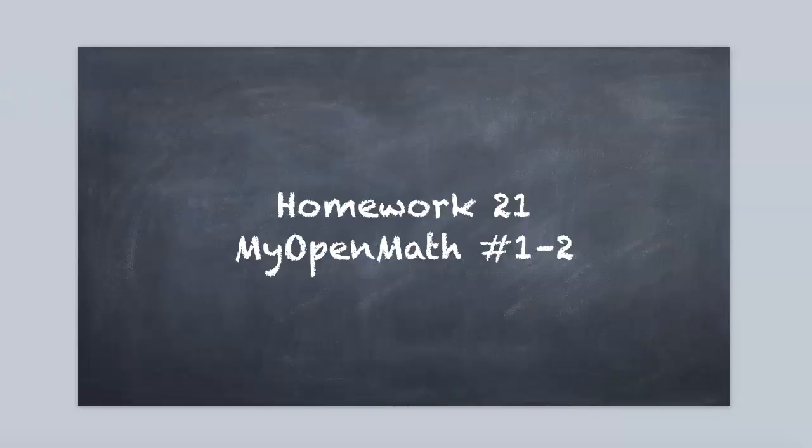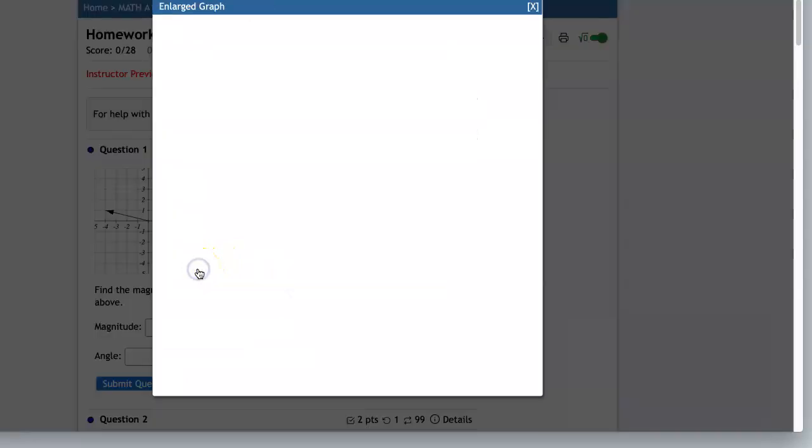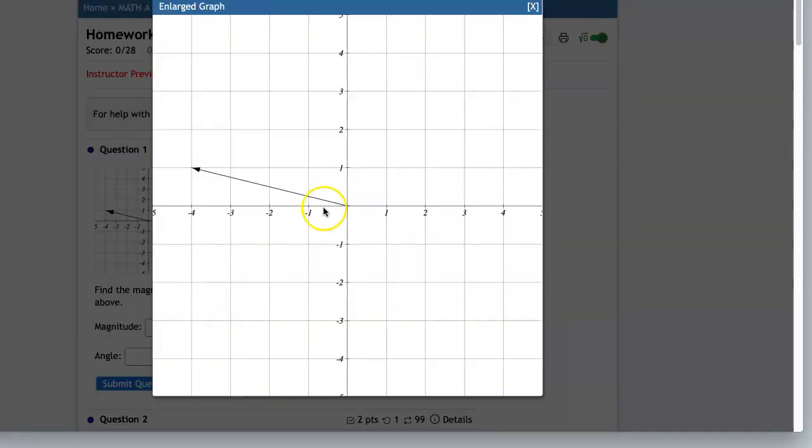So now I want to go to homework 21 from MyOpenMath and look at problems number 1 and 2. Okay, so in problem number 1, we're supposed to find the magnitude and the angle of the vector shown above. So let's look more closely at that vector. So the magnitude of the vector is simply the length of the vector.